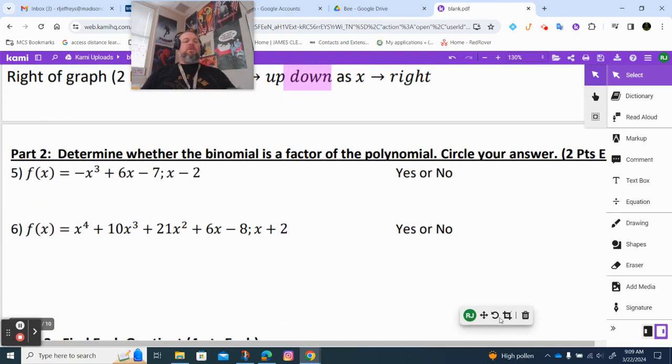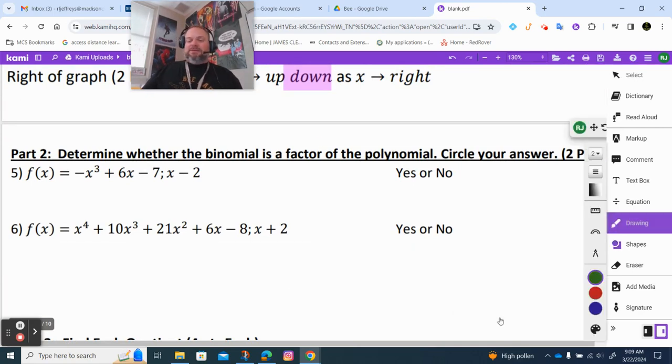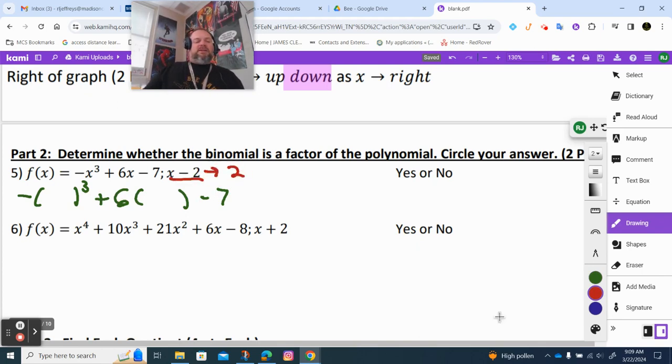All right. So 5 and 6 is probably the ones that y'all wish that y'all had a whole lot more of, because remember what we would do. All right. We have to take the opposite of this. So we're actually going to use positive 2.